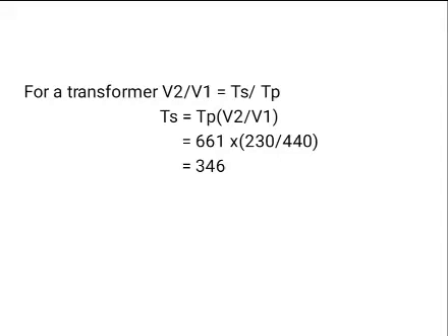In some textbooks the number of turns is taken as T, and in some textbooks the number of turns is taken as N. So in one book they have taken N2 by N1, here they have taken Ts by Tp. Both are the same. So we got the secondary turns as 346.